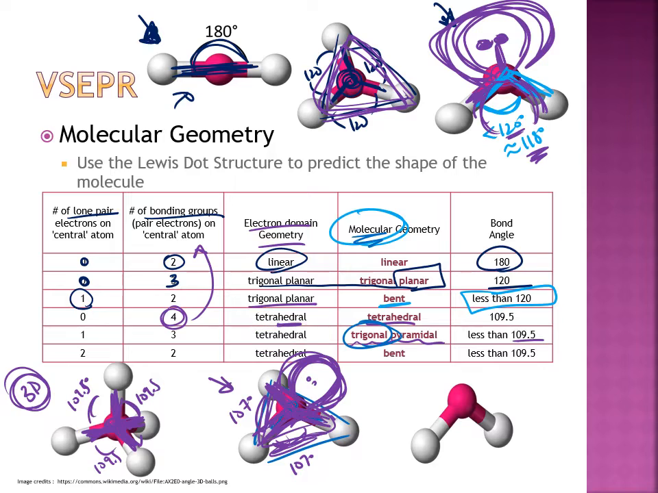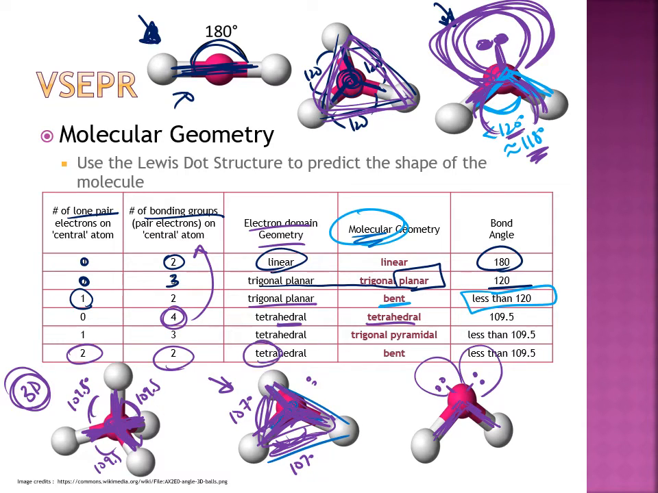One more guy to look at. I'm going to get rid of some of my scribbles so that we can actually see the data table. All right, so what if I have 2 lone pairs and 2 bonding groups? So this guy, we can see the bonding groups are here and here, but there are also 2 lone pairs of electrons, and these guys are taking up space. I have a total of 1, 2, 3, 4 things on that central atom, so I'm going to call it tetrahedral when I'm looking at my electron domain geometry.